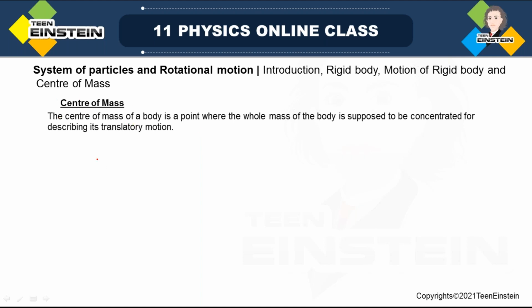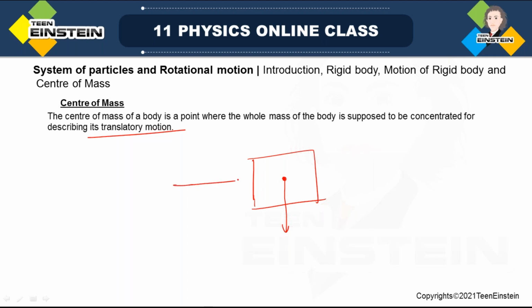So what is center of mass? As we have discussed, the center of mass of a body is a point where the whole mass of the body is supposed to be concentrated. And this is defined for describing translatory motion. When you have an object like this, a symmetric object, generally the center of mass will be at the center. So the center of mass is this point.